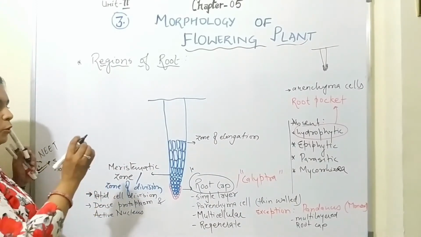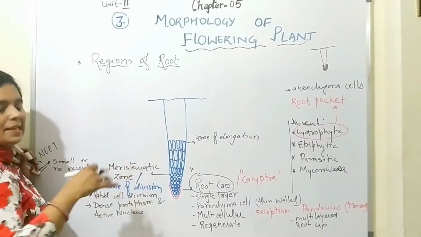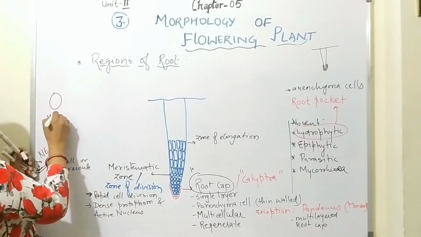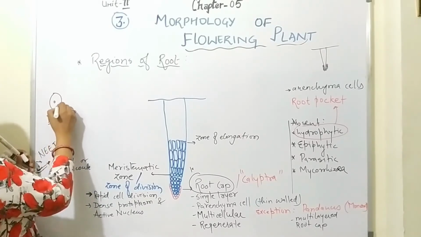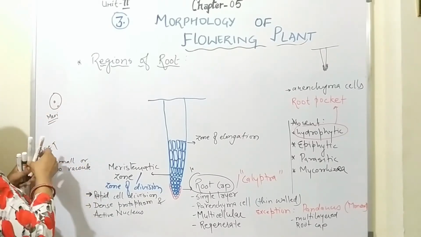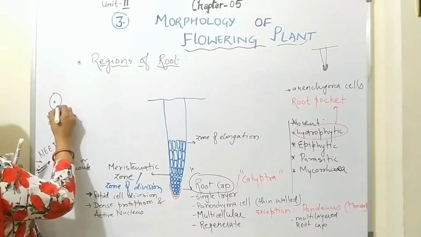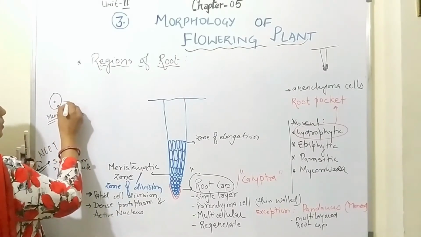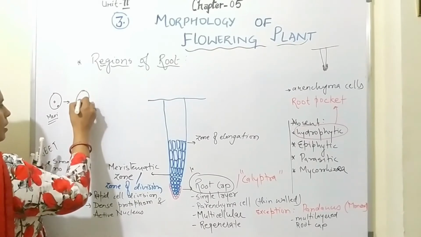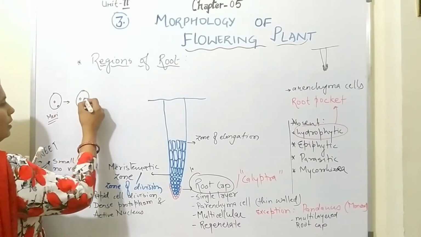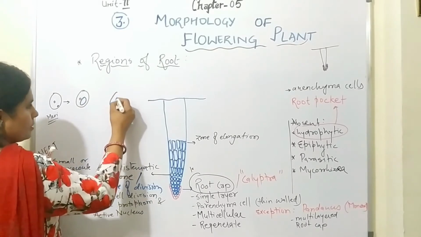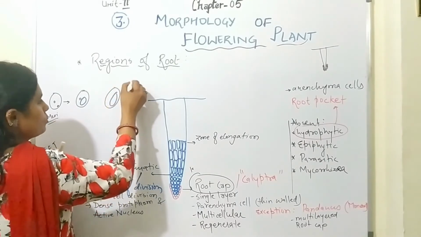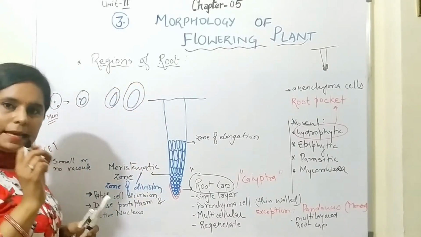The point to be noted here is why the cell increases in length. What happens when the cell is meristematic? It has a very small nucleus and a very small vacuole, or no vacuole. What happens next? In this cell, the size of the vacuole will keep on increasing like this. And because of that, the cell will also keep on increasing in length.